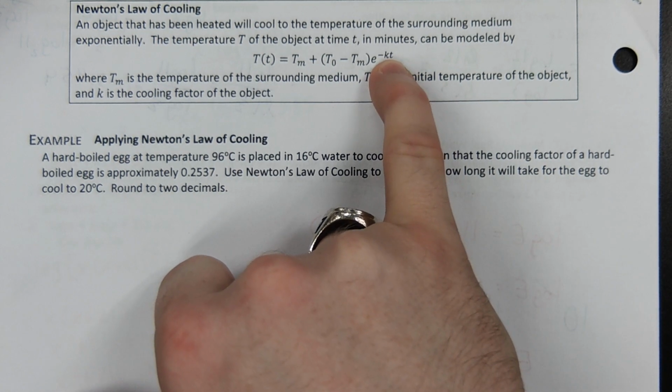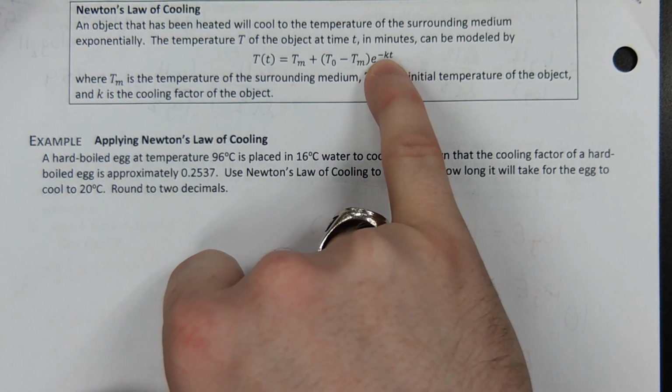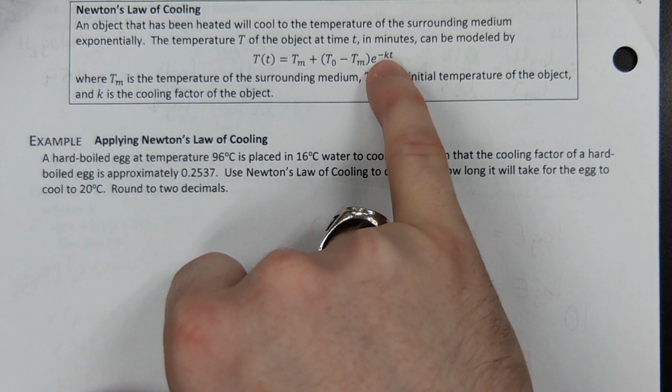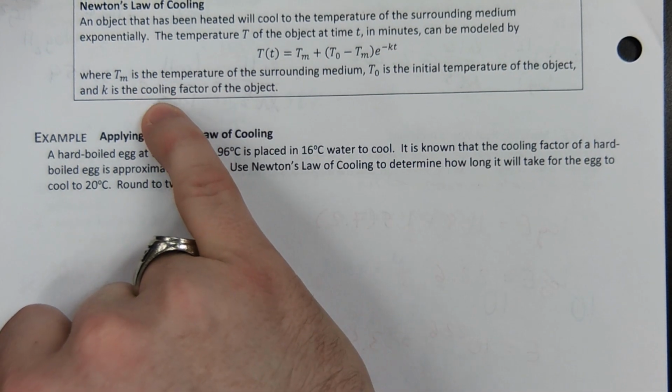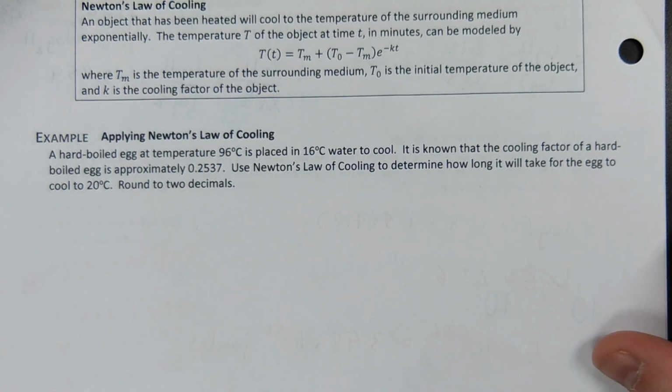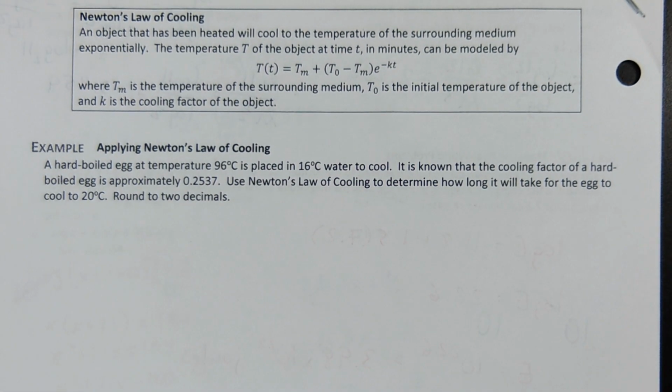We know that lowercase t is time in minutes. We know that E is not a variable, that's a number. K is the only other variable that we have here, and it would be the cooling or heating factor of the object, and that just means a known rate at which this substance can cool or heat up.